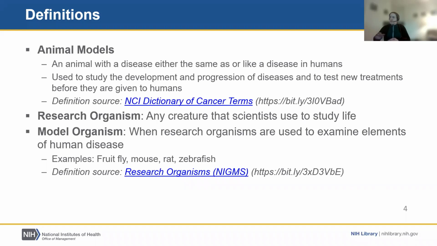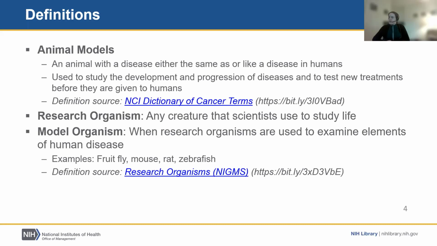The National Institute of General Medical Sciences broadly defines a research organism as any creature that scientists use to study life, which can range from single-cell bacteria to more complex organisms like mice. A research organism is identified as a model organism when it is used to examine elements of human disease. Reasons an organism may be used as a model organism include biology that is similar to humans, or a lot of information may already be available about the organism's genetic makeup. Some examples of model organisms include fruit flies, mice, rats, and zebrafish. The terms animal models and model organisms can often be used interchangeably.